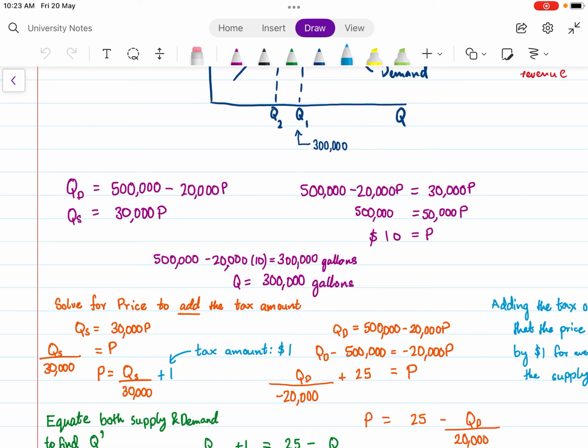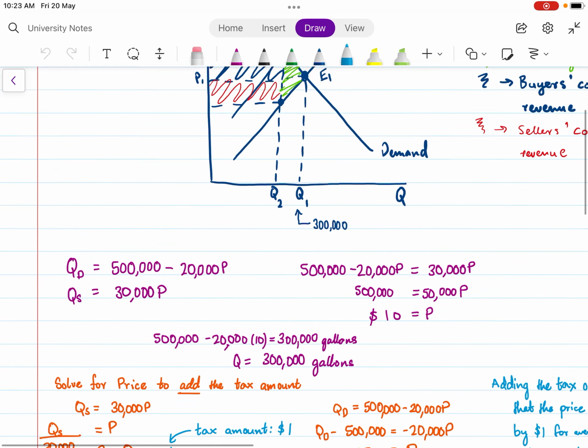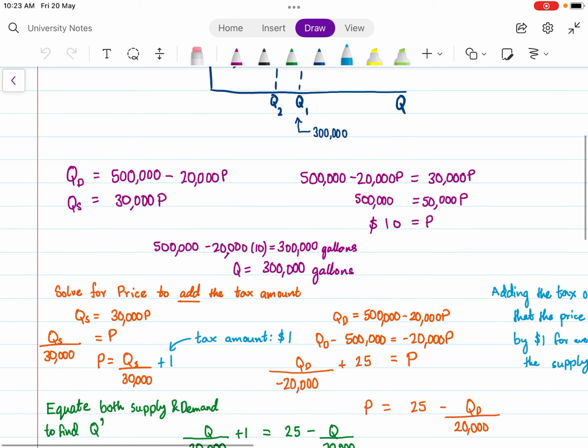To find out the equilibrium price and quantity of the good before the tax has been levied, we equate the demand curve with the supply curve, and we get the price of $10. Now to find the equilibrium quantity, we use the $10 and plug it into any of the above equations, and we get 300,000 gallons. So this is the equilibrium price and quantity before the tax has been levied on the good.